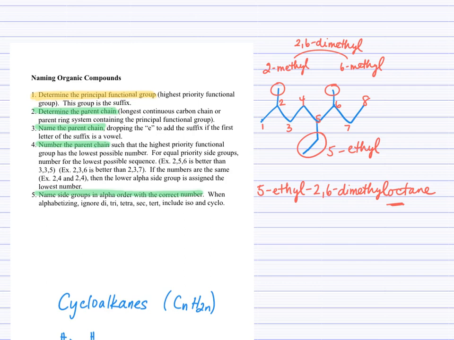So just to be clear here, in step 5, we see that it says to name the side groups in alpha order. And so I've put the E before the M because when alphabetizing, we are going to ignore di, tri, tetra, sec, tert. But if you have iso or cyclo, which I know you haven't seen yet, then you do keep the I and the C for the alpha.